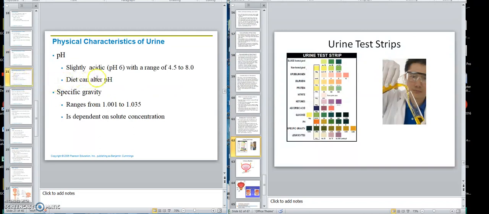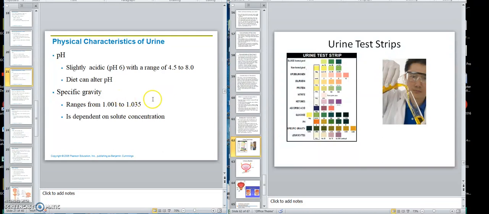Okay, the pH is slightly acidic, but the pH changes depending on the acid-base balance of the body. Diet can alter pH. So in other words, if the body is very acidic, then you want to get rid of acid, so the urine will be more acidic. If the body is very basic, you want to get rid of bicarb. Okay. Diet can alter the pH.